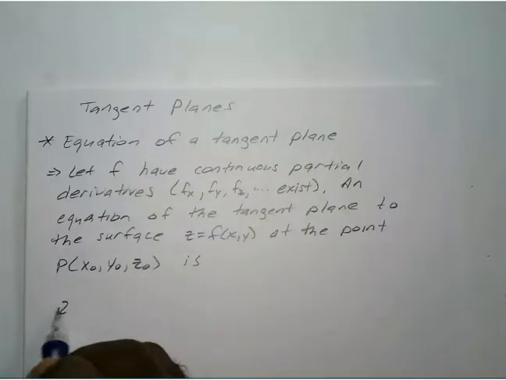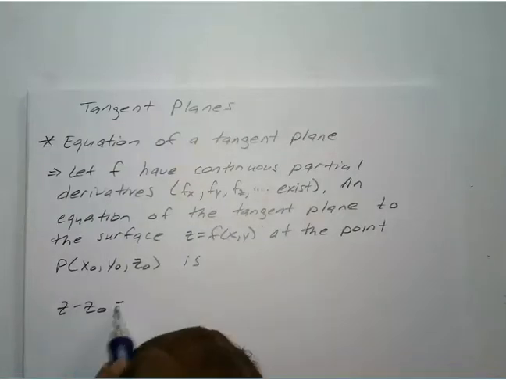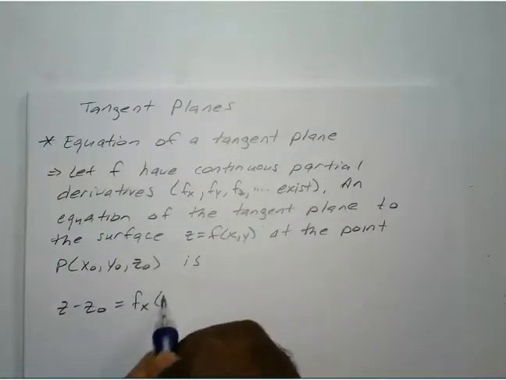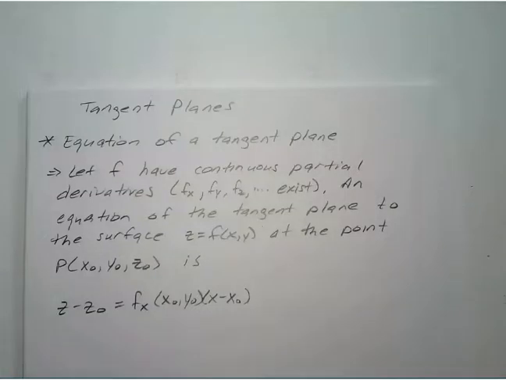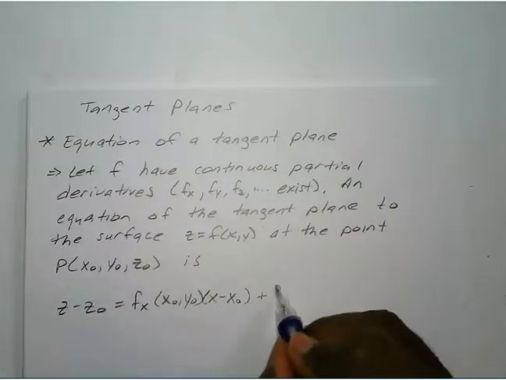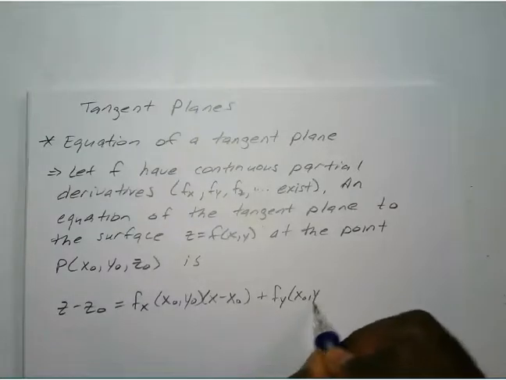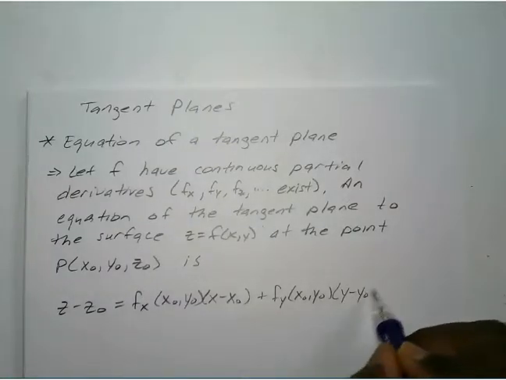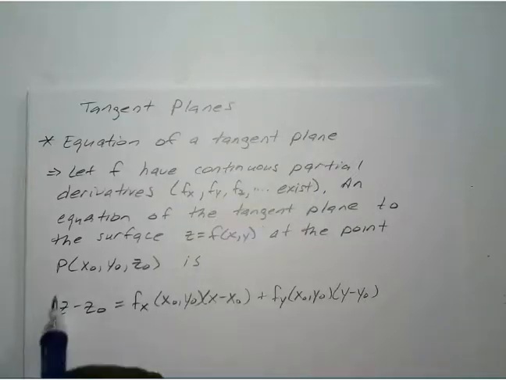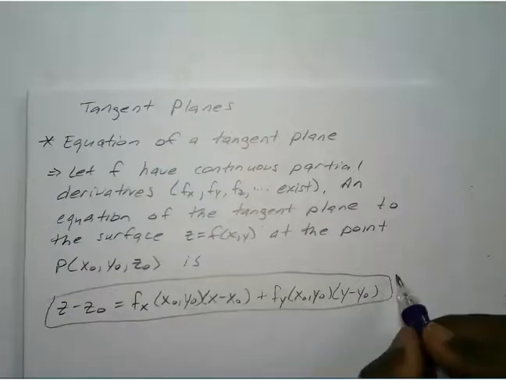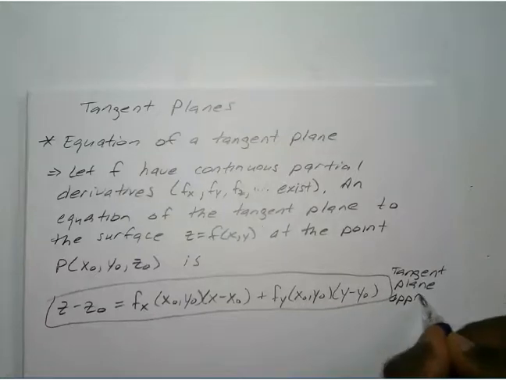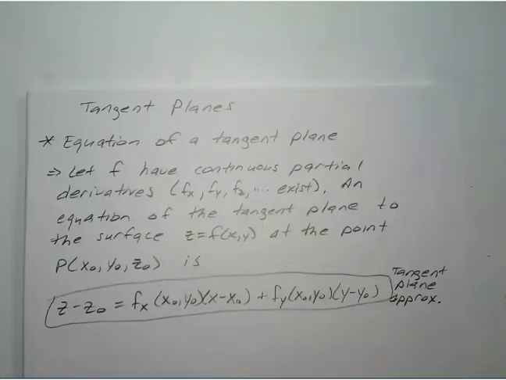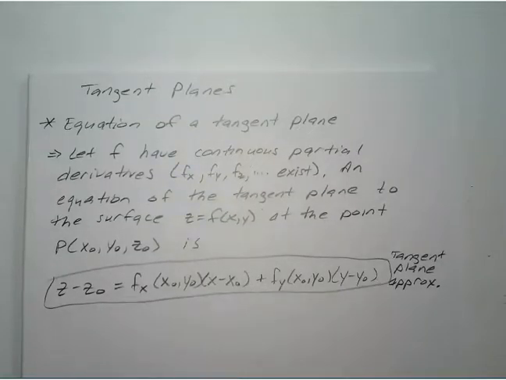is z minus z0, which is equal to the partial with respect to x at the point x0, y0 times x minus x0, plus the partial with respect to y at x0, y0 times y minus y0. Okay. So this is your tangent plane approximation.